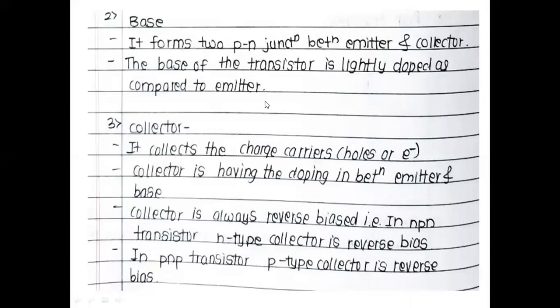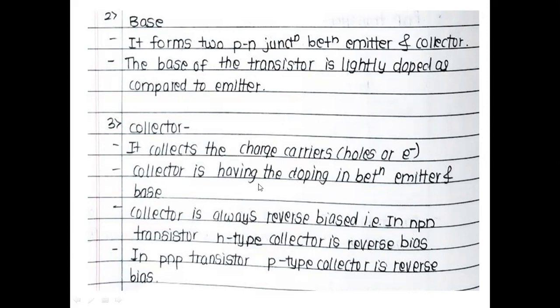The third one is the collector terminal. The name itself indicates that it collects. What is it going to collect? Whatever the emitter emits, that is what it collects. It collects the charge carriers, which may be holes or electrons.